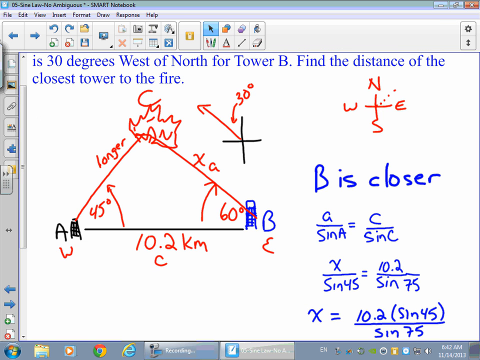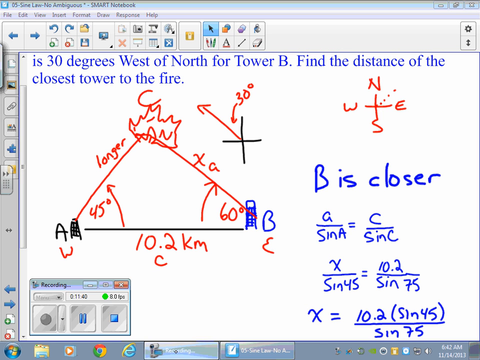So those are examples of how to use the sine law for today. As I said, we'll see a little bit tomorrow to get the last special case of the sine law as well.